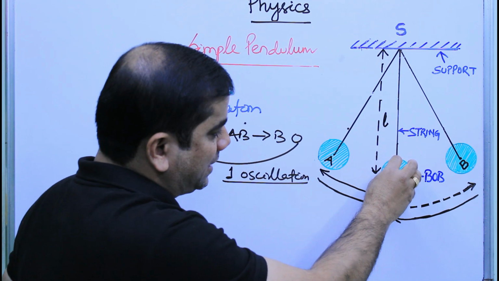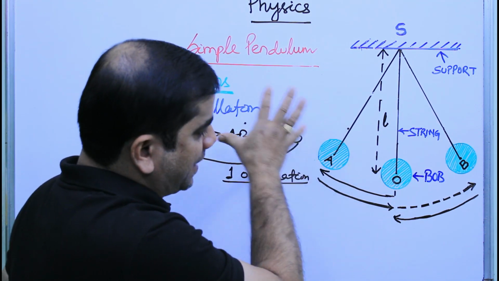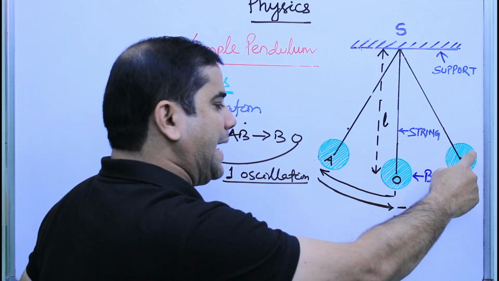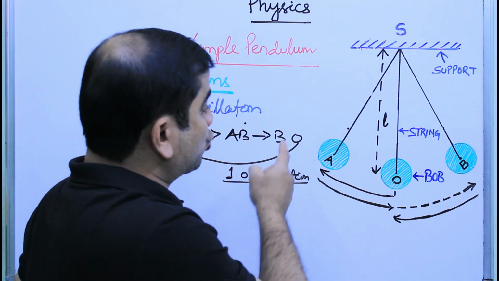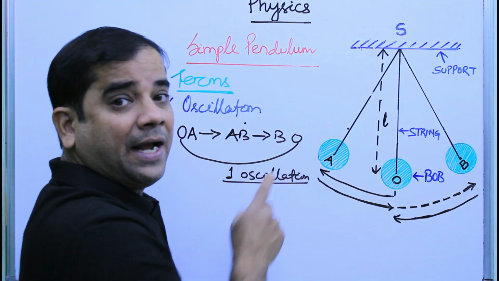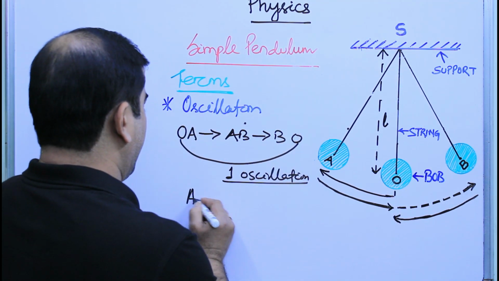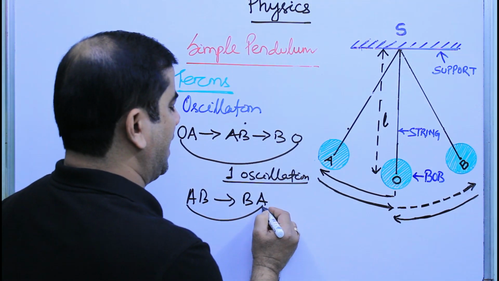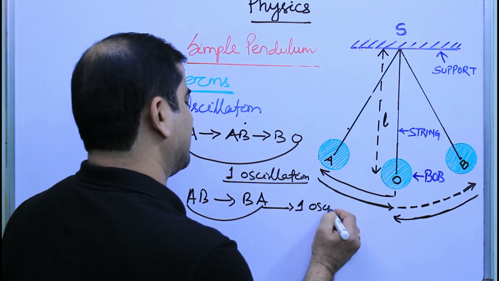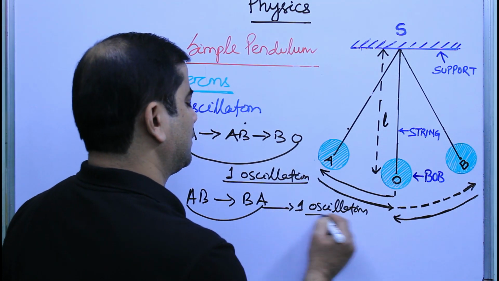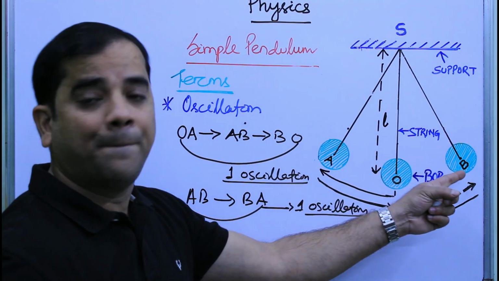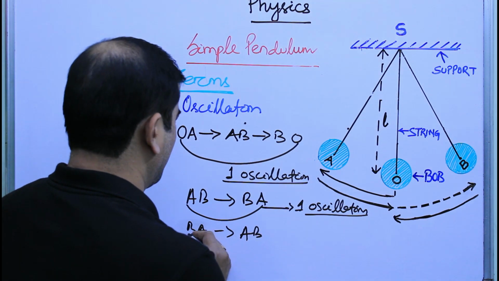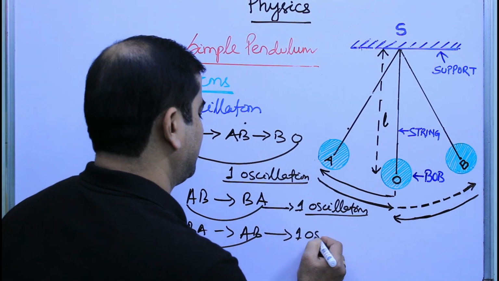Suppose in this case I bring the bob to A and leave it from here. What happens now? The bob goes through the mean to B and again comes back to A through the mean. So A to B and back to A is also one oscillation. A to A, one oscillation. And it is the same from B as well. B to A and back to B. So B to B, one oscillation.